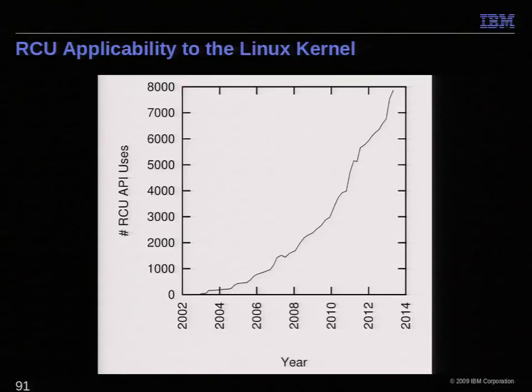It is used quite a bit in the Linux kernel. It was introduced in late 2002, and we're almost at 8,000. Actually, in the next release, we'll probably be a little bit over 8,000 uses of it. That's an absolute number. By comparison, there are about 100,000 uses of locking. But that goes along with RCU being specialized and used in a fairly small number of places.